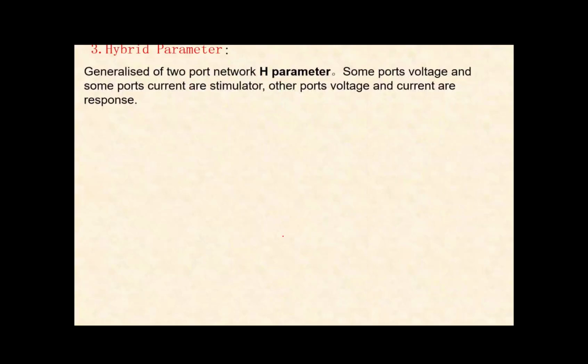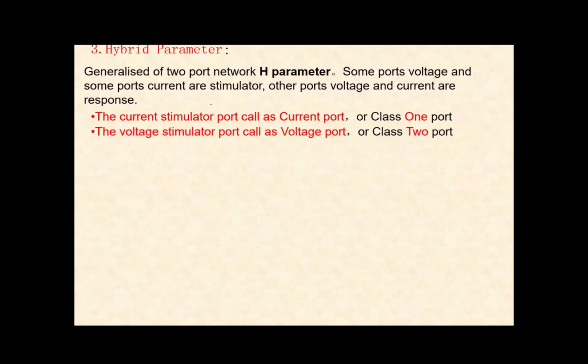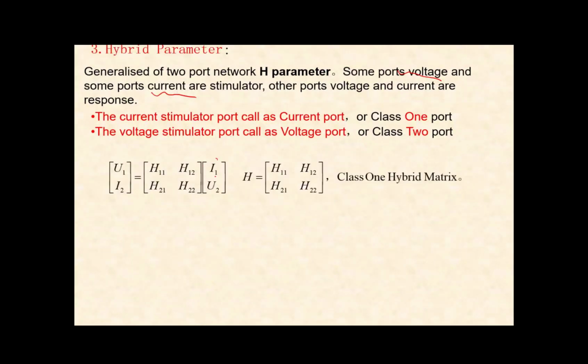The hybrid parameter is the generalized two-port network H parameter. Some voltages and some port currents are stimulus; the other voltages and other currents are response. Pay attention, this is I1, U2. This is a vector, this is a vector, this is also a vector. So we call this the H parameter, class 1 hybrid matrix.